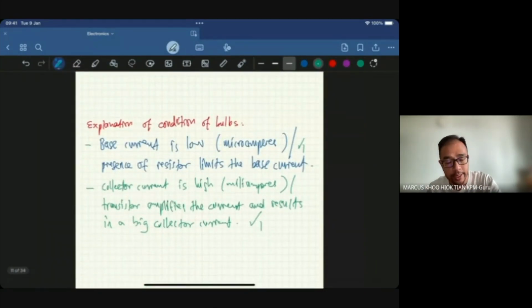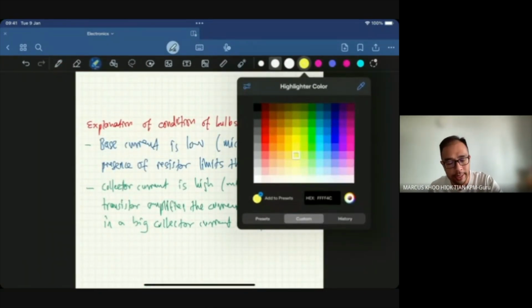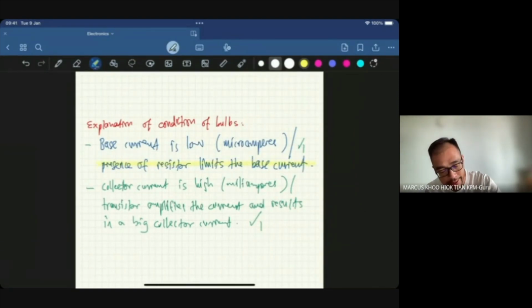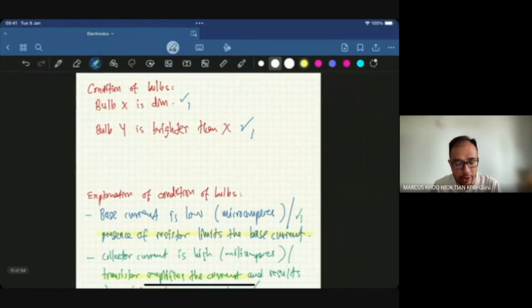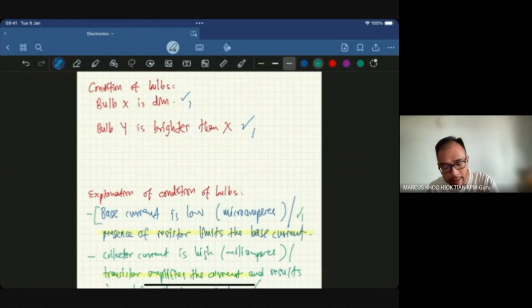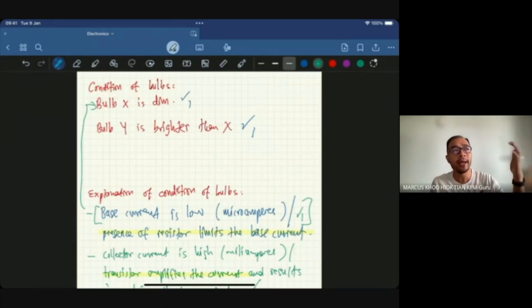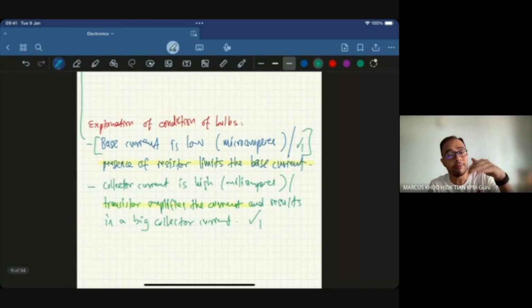If you're going to be memorizing this answer, I would actually recommend you to memorize the second line. I think the second line is a better explanation: the presence of the resistor limits the base current. It sounds more distinct. What I fear is that the first line might be treated the same as this. They say, oh, bulb X is dim or base current is low, same mark. So you don't want to be repeating that. The second line, the presence of the resistor limits the base current, I think is definitely a better chance for the second mark for the explanation.